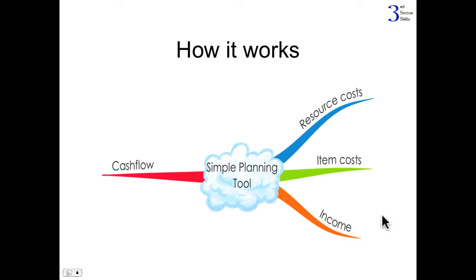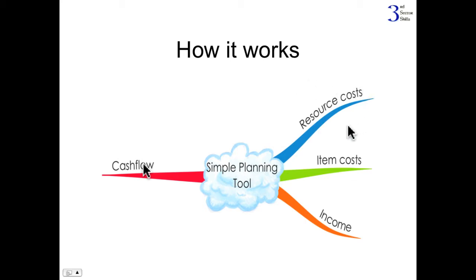So how does it work? Essentially, it's an Excel spreadsheet which sits in the middle here. You feed in resource, item costs and income, and it will turn out a cash flow forecast for your project. And you can also use this cash flow forecast as a sort of a Gantt chart to manage the project.